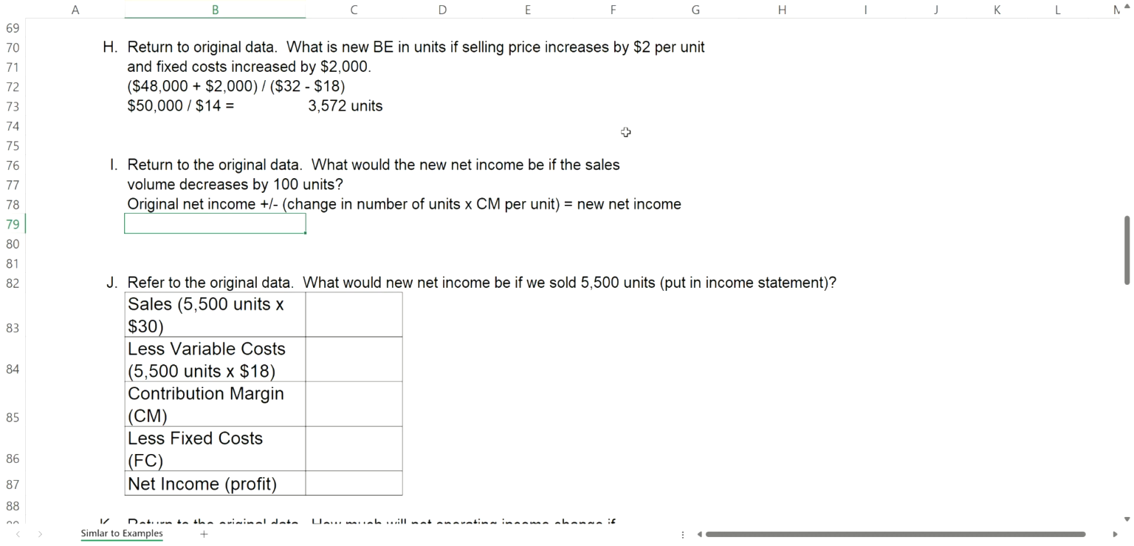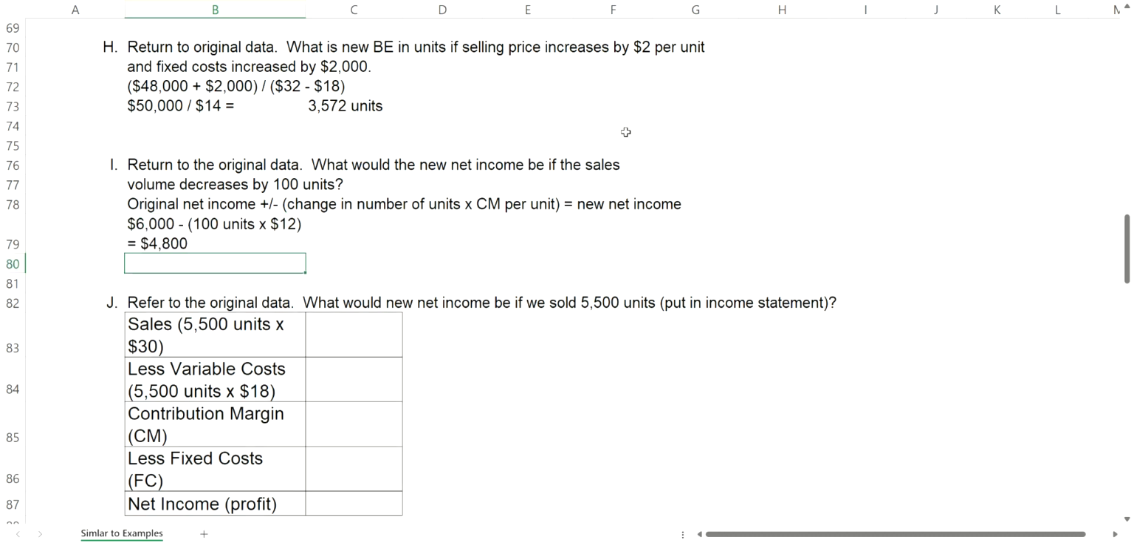So we could put it into the following formula. The original net income is $6,000. In this case, it's decreasing, so I will subtract the decrease in sales of 100 units times the original contribution margin per unit, which is $12. And when you multiply that out, you will get 4,800 when you multiply it out and then subtract it from 6,000 as your new net income.